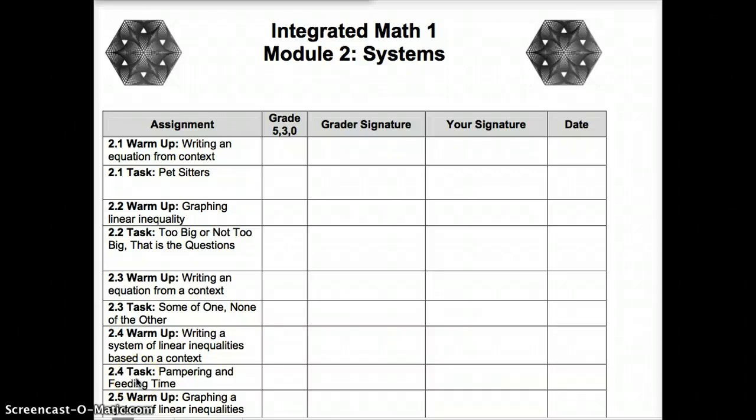Hi guys. Today you are going to be grading the 2.2 task, too big or not too big, and we're going to walk through how to grade that one. You're going to be grading the 2.3 task, some of one, none of the other, your 2.4 warm-up, writing a system of linear inequalities based on a context, and the 2.4 task. Let's highlight all that.